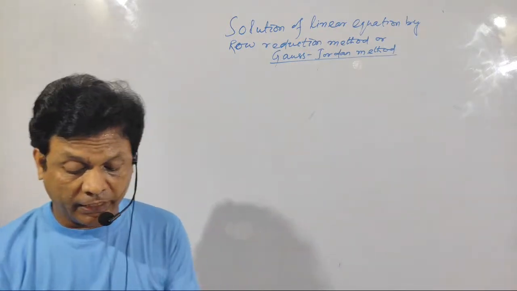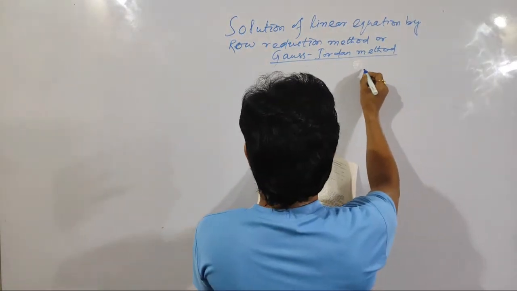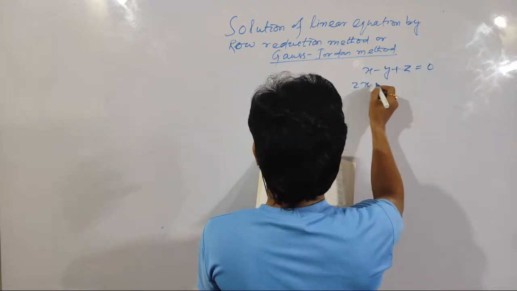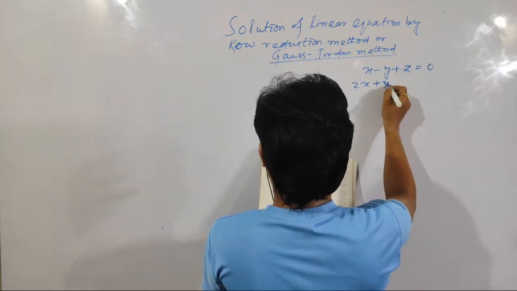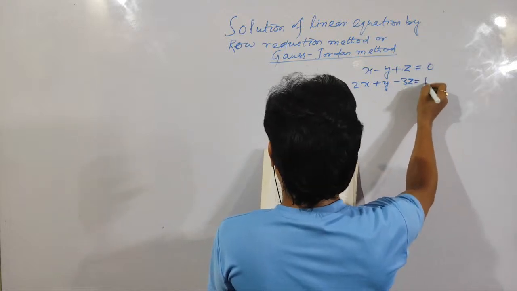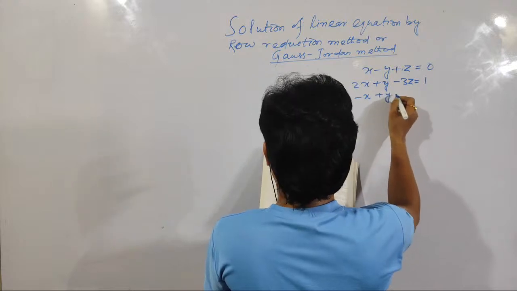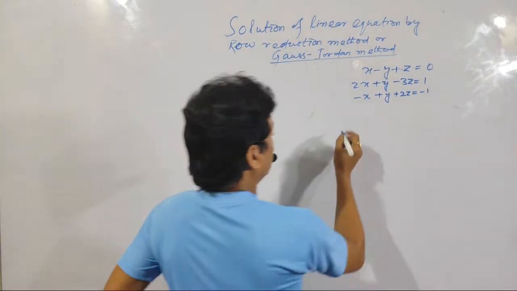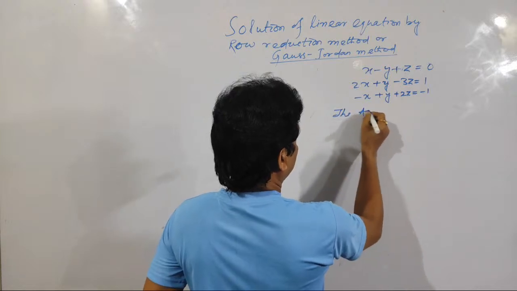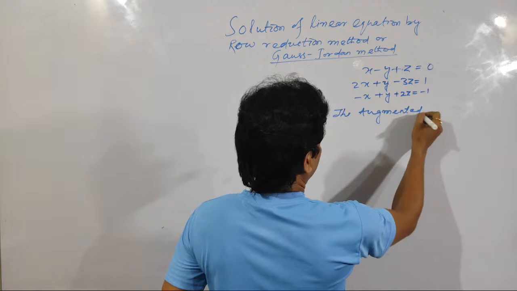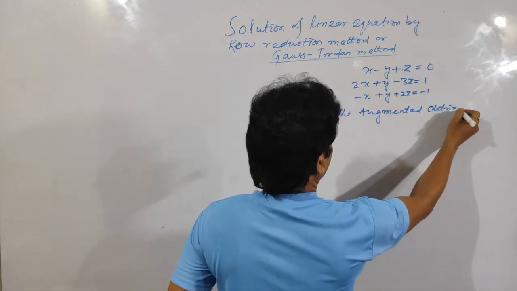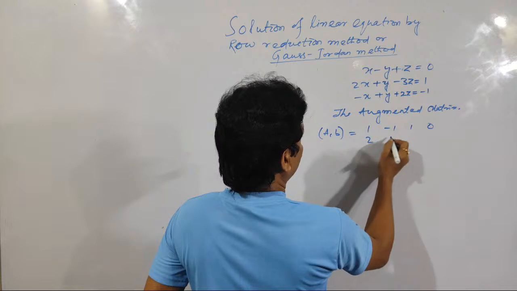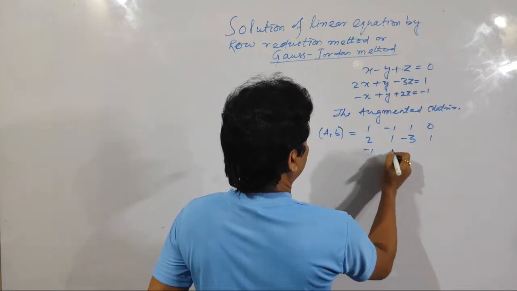Okay. Again I am doing the same question. X minus y plus z is equal to 0. Slightly anywhere some mistake has been done. 2x plus y minus 3z equal to 1, minus x plus y plus 2z is equal to minus 1. So what is the augmented matrix? Somewhere I have done mistake. AB is equal to 1, minus 1, 1, 0, 2, 1, minus 3, 1, minus 1, 1, 2, minus 1.